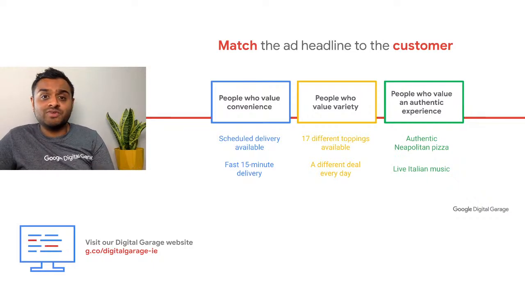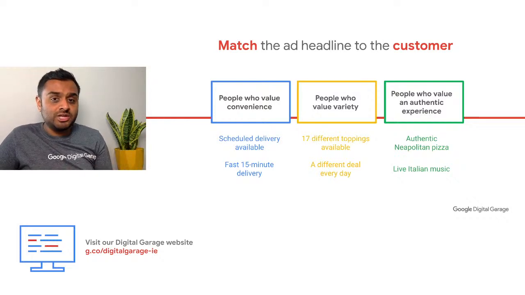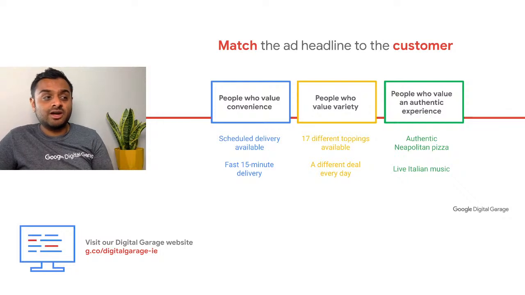You can see that for people who value variety, so these could be perhaps those students, right? 17 different toppings available. That's a really great ad headline. I know when I was a student, I used to love that variety with pizza places. A different deal every day, fantastic. I like the word deal. I'm sure many students would definitely agree with that as well. People who value an authentic experience, so these would typically be those pizza lovers or pizza bloggers perhaps, might be drawn to ad headlines such as authentic Neapolitan pizza or live Italian music on Fridays perhaps.